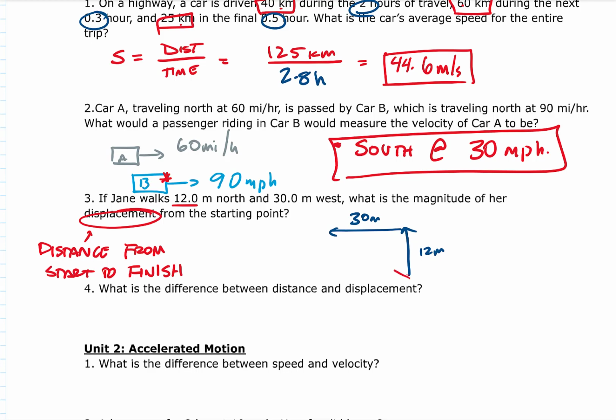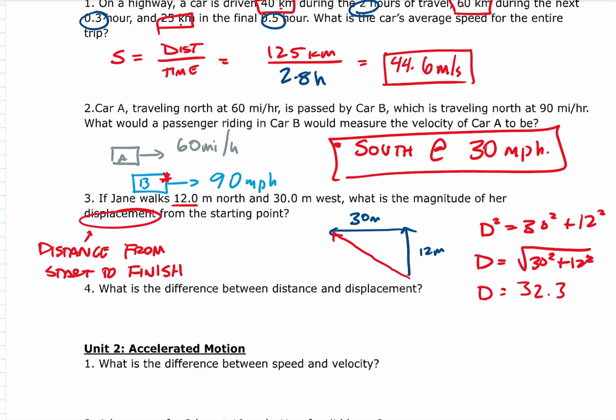So for us, our displacement would be that straight line from where we started to where we ended. That's the hypotenuse of the triangle. So displacement squared is going to be 30 squared plus 12 squared, or the displacement is the square root of 30 squared plus 12 squared. That makes the displacement 32.3 meters. If you have things that go together like a triangle, you can't just add them. You have to do the Pythagorean theorem.